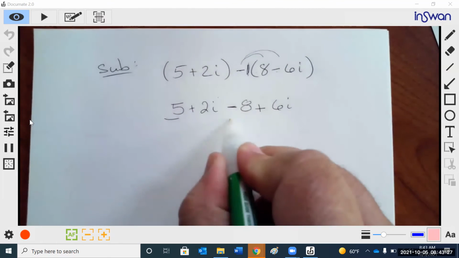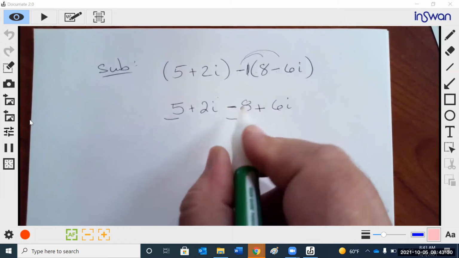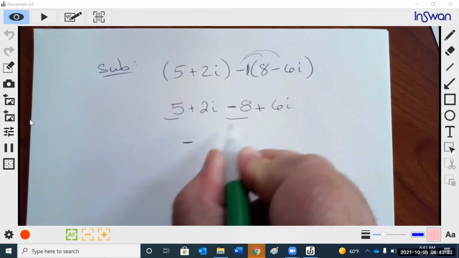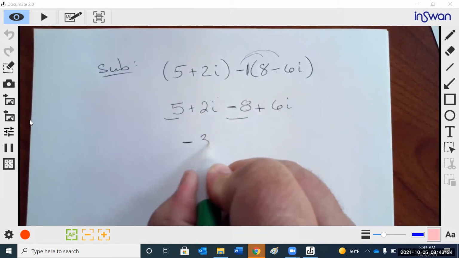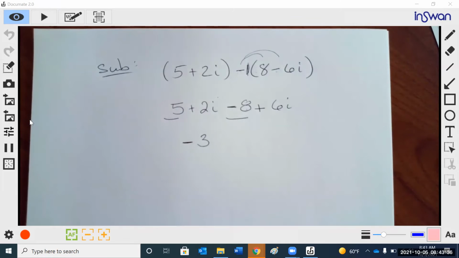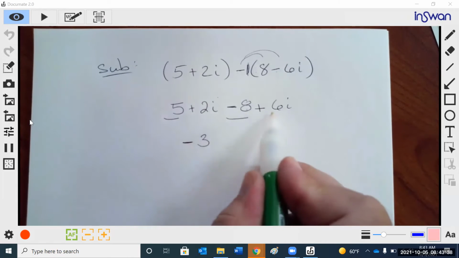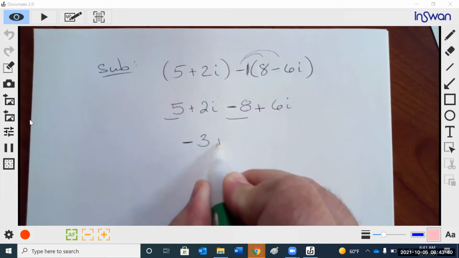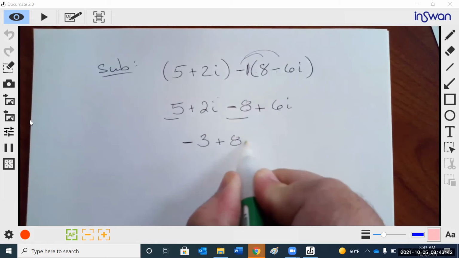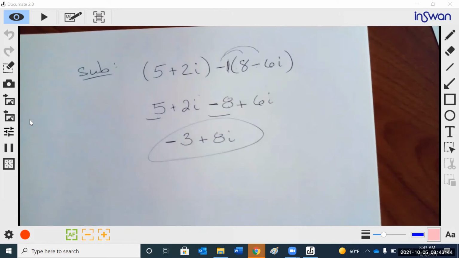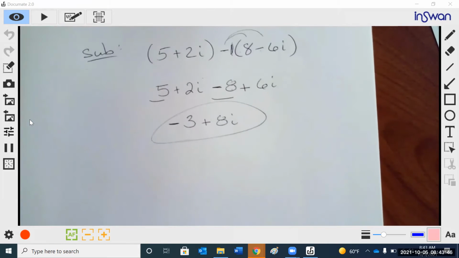Now combine like terms. They're opposite signs. 8 is bigger, so it's negative. 8 minus 5 is 3. 2 and 6, same signs. They're both positive. 2 plus 6 is 8i. So far, so good. We'll do one more of those.